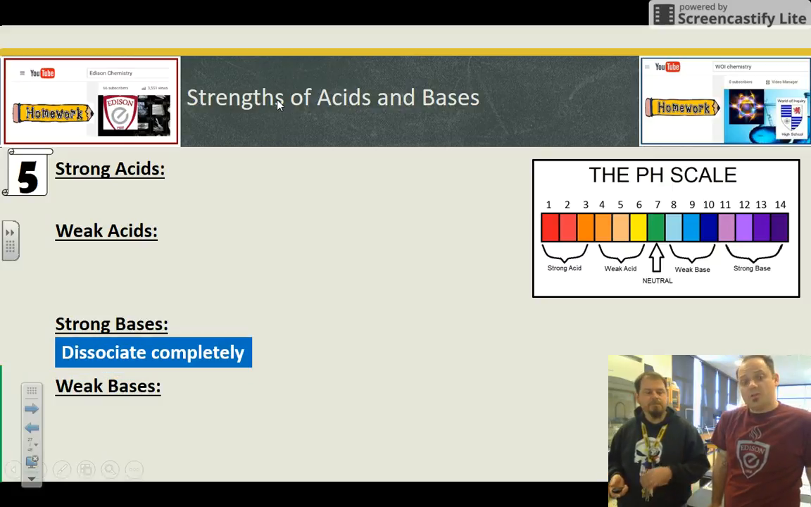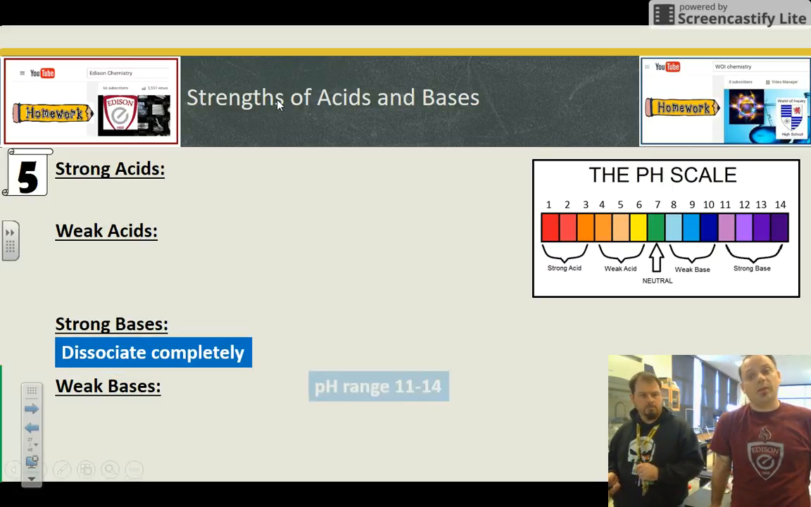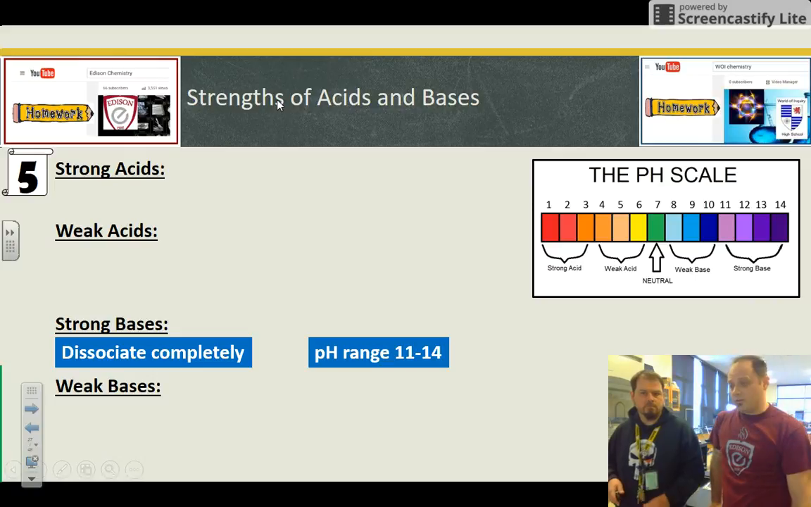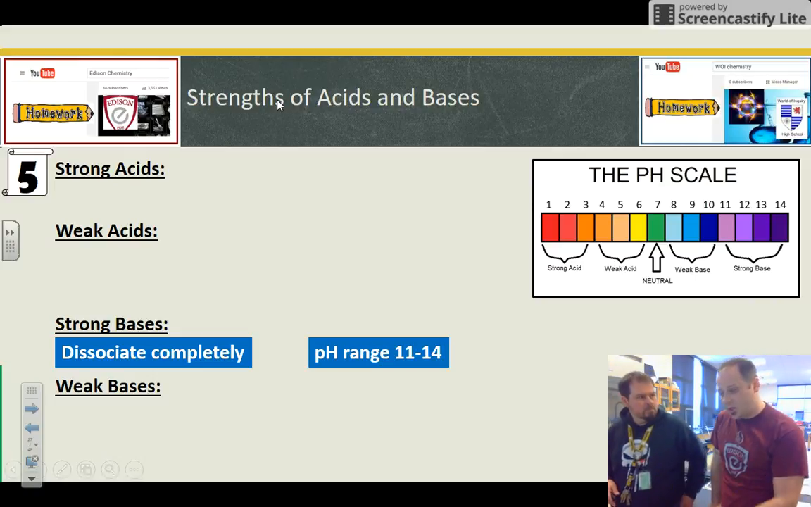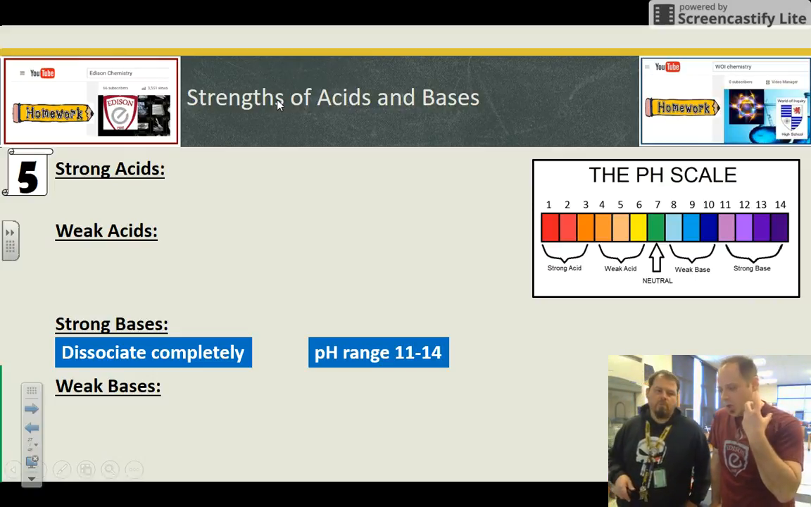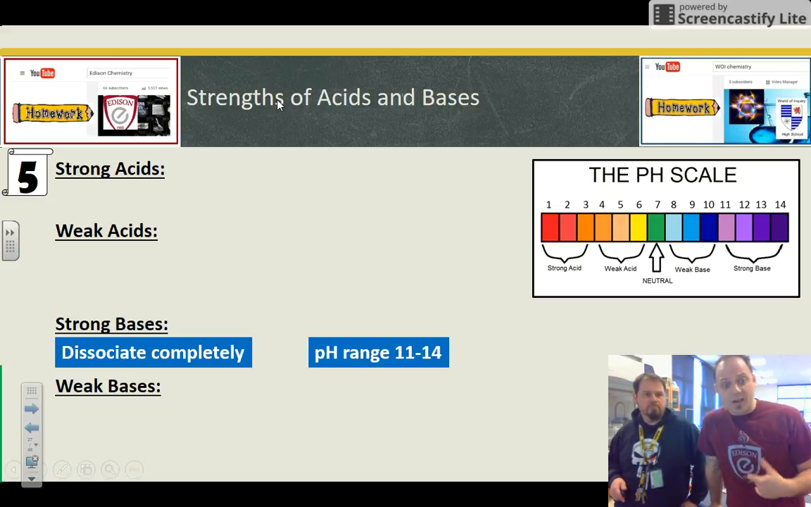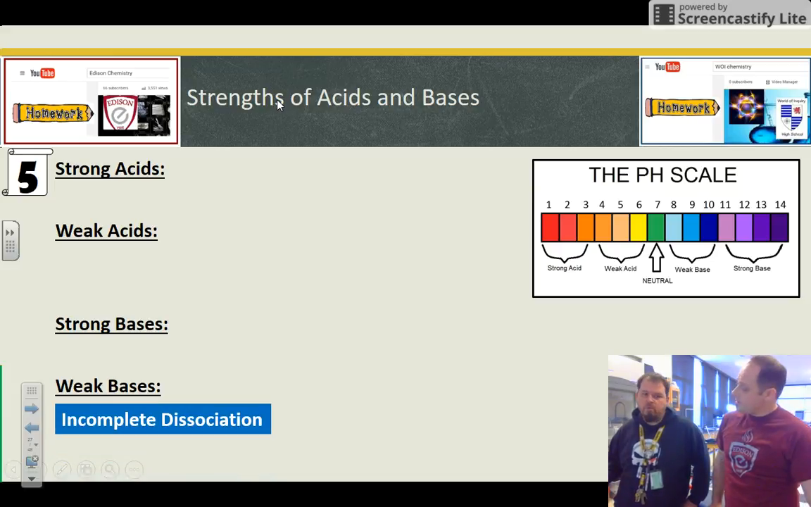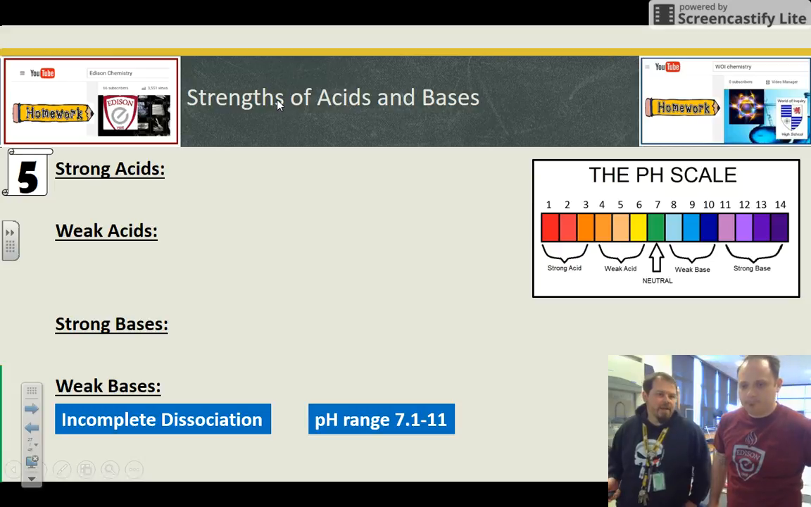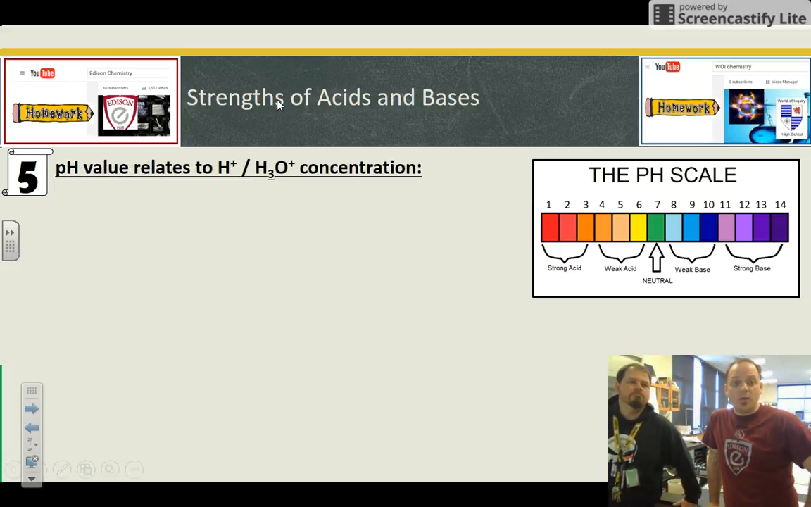Same reason, strong bases will dissociate completely. These things have a pH of 11 to 14, like concentrated drain cleaner tablets, lye, concentrated laundry detergent tablets, packets, cement and concrete even, because the ingredients have extremely strong pHs, so you want to wear gloves and protect yourself when you handle that stuff. Weak bases, weak just means incomplete dissociation, a little bit lower down in the range, and we're moving on. Let's get into what it means.